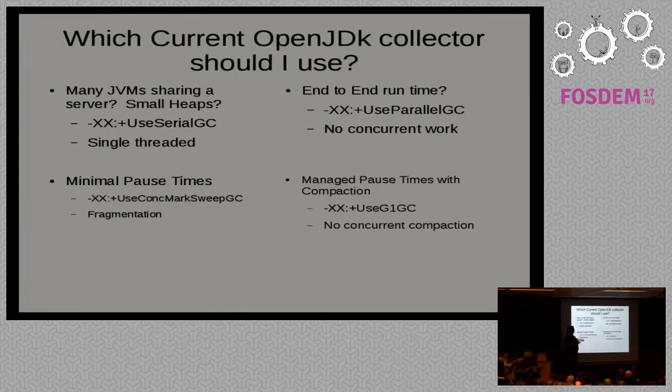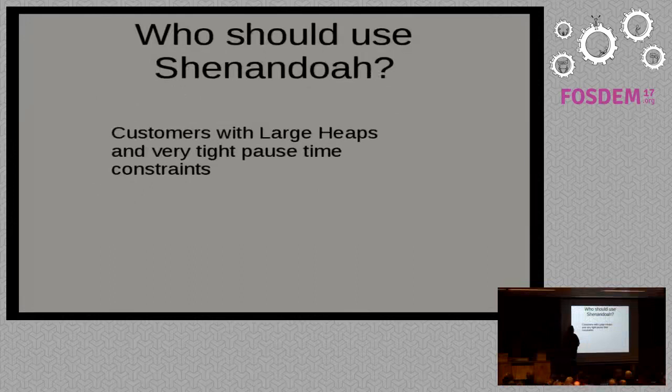And if you want managed pause times with compaction, you want G1. G1 works very hard to be able to manage your pause times into whatever particular window you need. But for some folks, these aren't enough, right? They have a heap that's too large and pause time constraints that are too small. And those are the folks that we aimed Shenandoah at. People that want to run 100 gigabyte heaps or 200 gigabyte heaps, but they still have to respond to things in 10 milliseconds. So if they know a request gets stalled because of a GC for a minute, then they violated all kinds of quality of service guarantees.